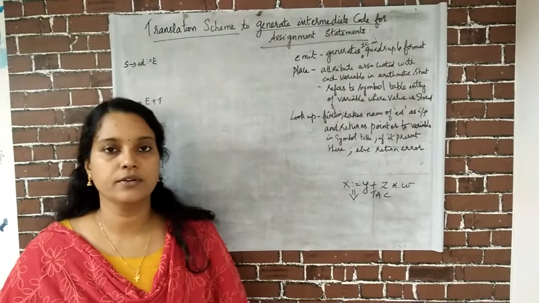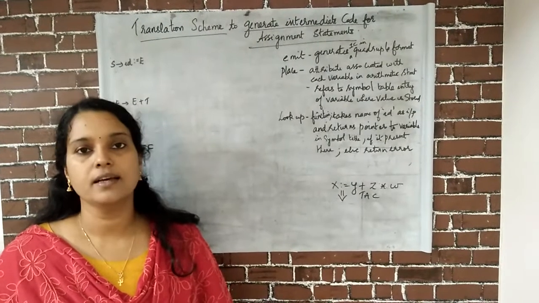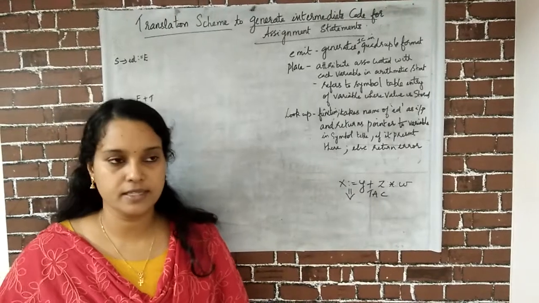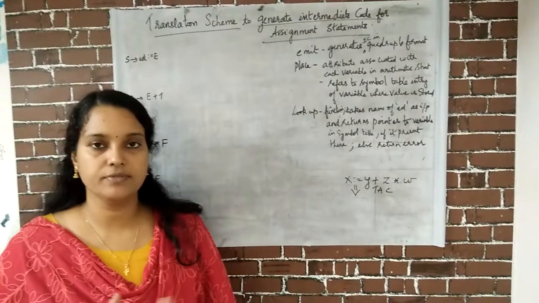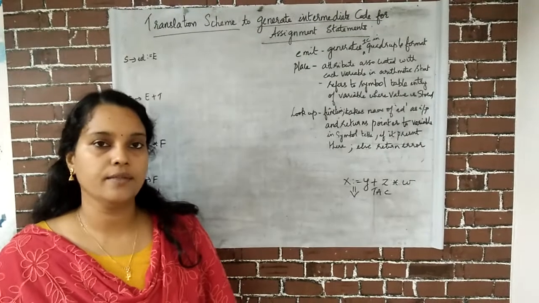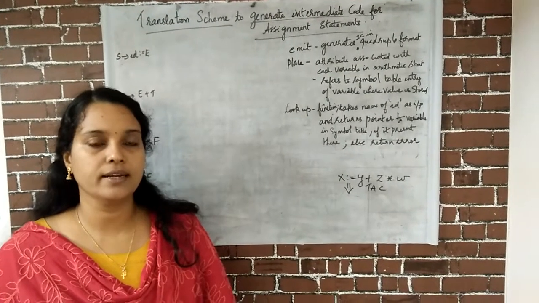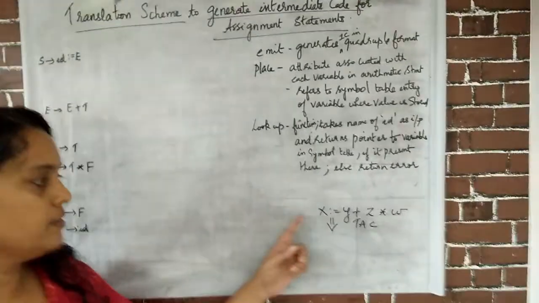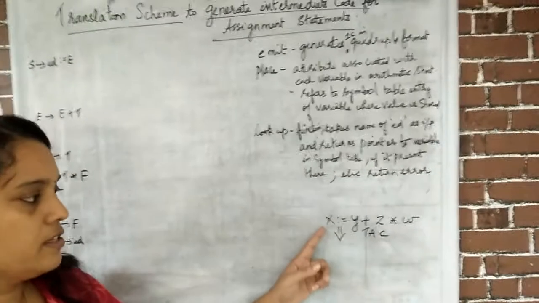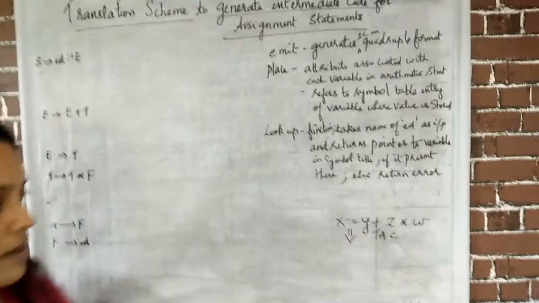In this class, we are going to discuss how to generate an intermediate code for an assignment statement. An assignment statement means the statement will have a left hand side and a right hand side, right? And the value of the right hand side is assigned to the variable in the left hand side. For example, consider this arithmetic expression x is equal to y plus z star w.